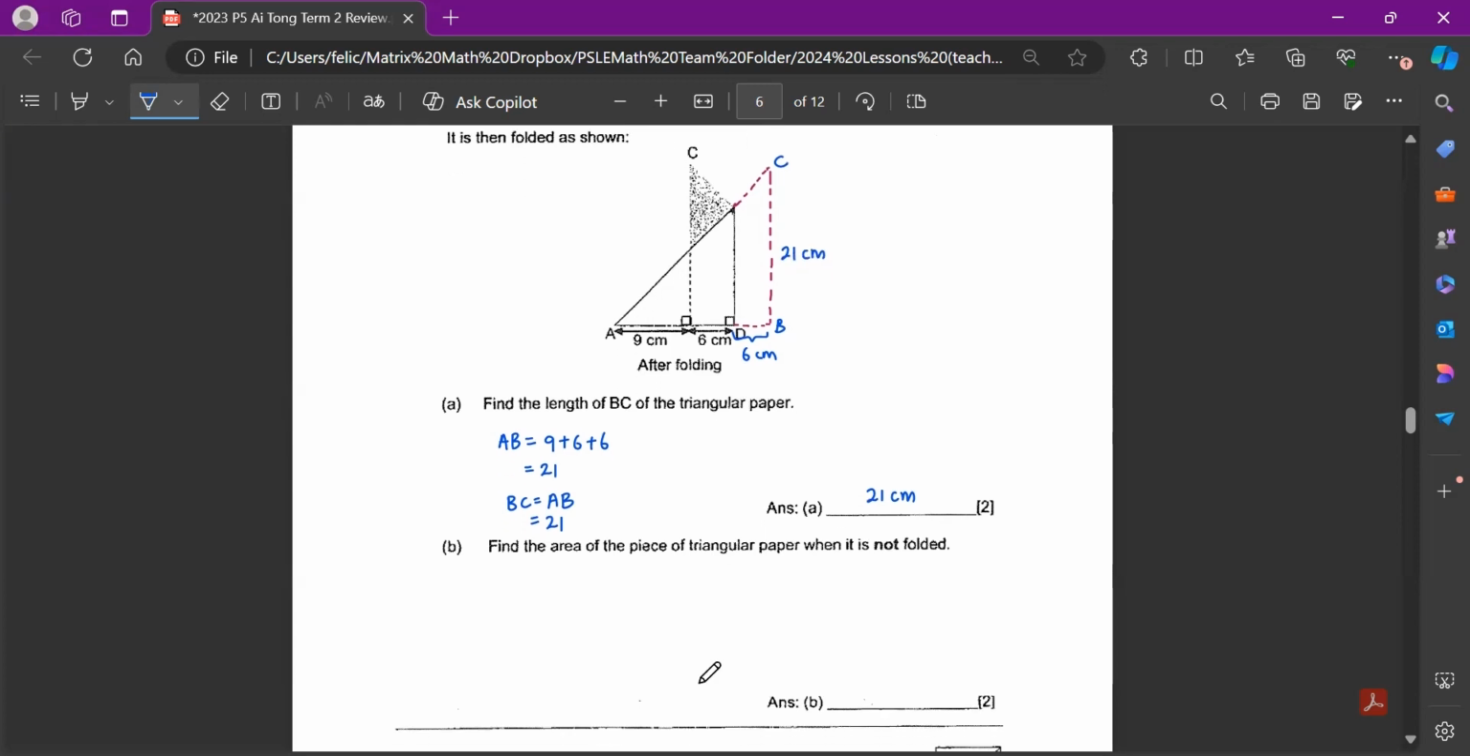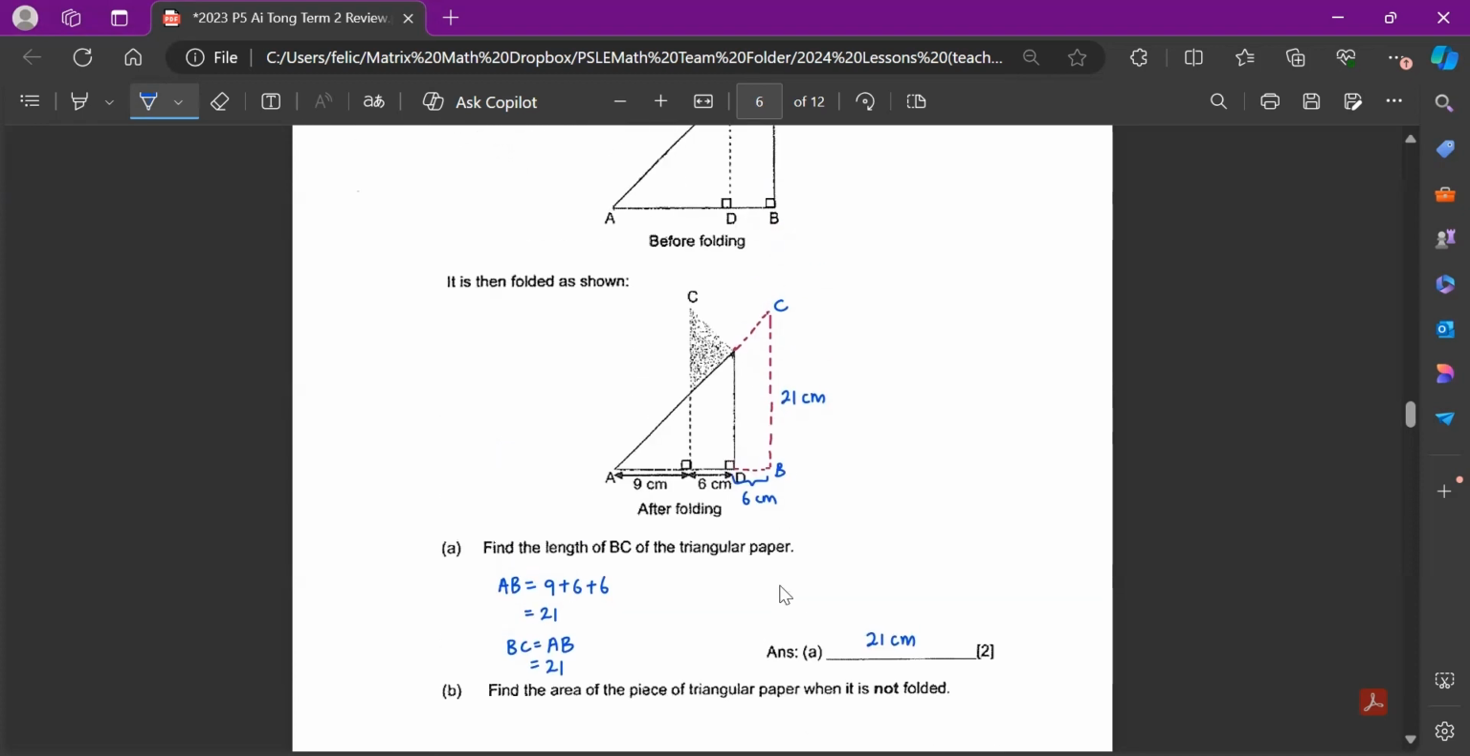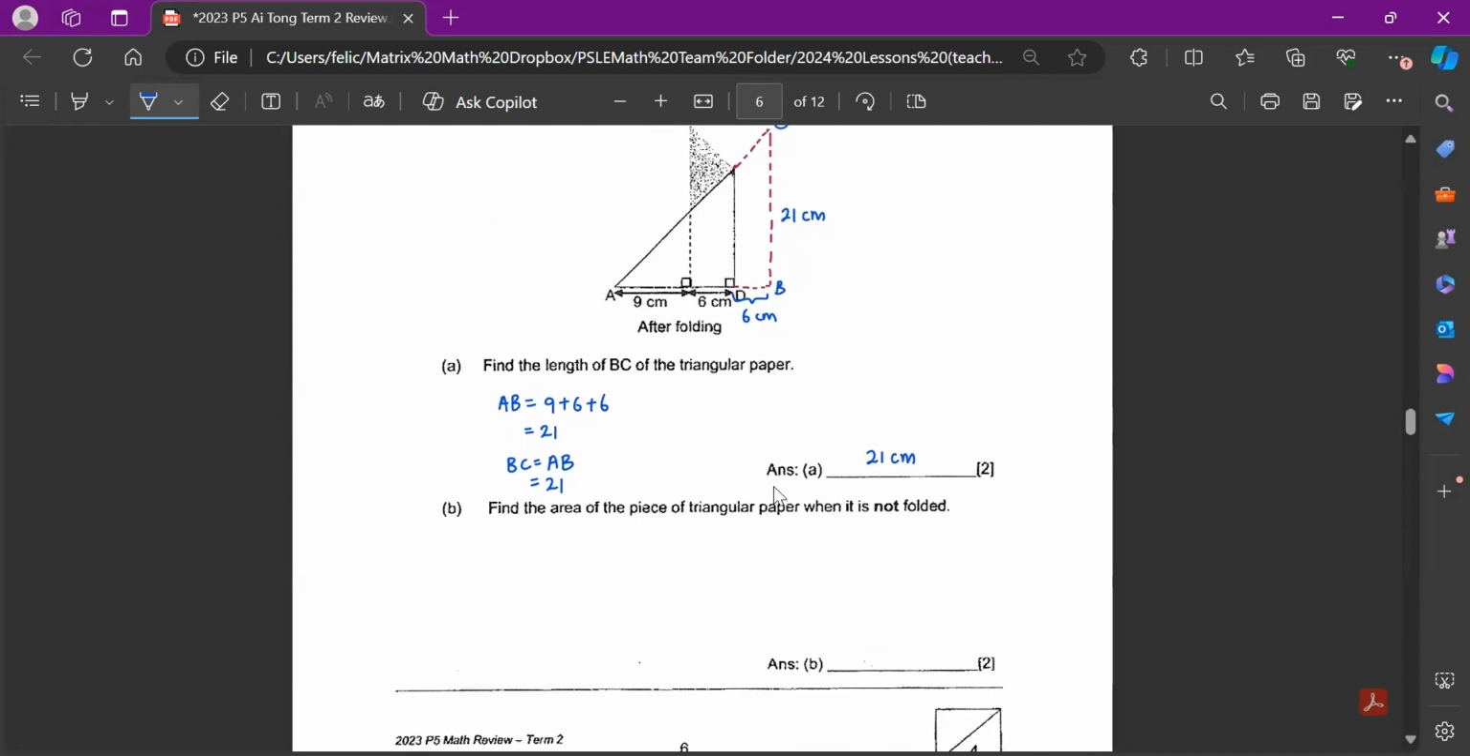Okay, now part B, find the area of the piece of paper when it is not folded. Okay, so when it is not folded, if you look at this one, you notice that the height of the triangle is 21, base is also 21, which is AB. Okay, so you just need to apply the triangle formula. Half times your base times your height, which will give us 220.5. So area can have decimal, not to worry. Square centimeter, and for that.